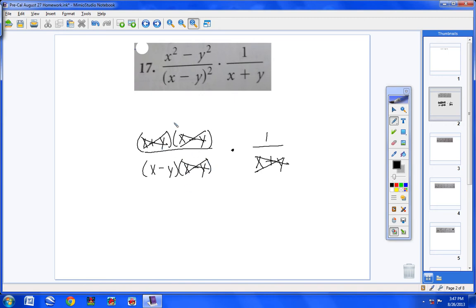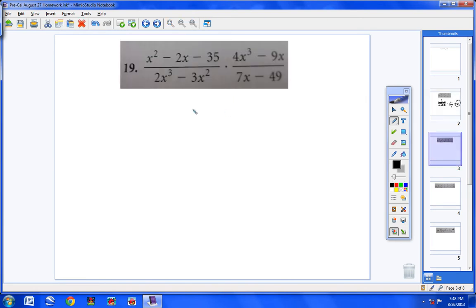Now everything up here is gone, so I'm going to put a 1. Everything down here is gone, I'm going to put a 1. And now we're going to multiply across. 1 times 1 is 1. And x minus y times 1 is just simply x minus y. Very good. Moving on to number 19.